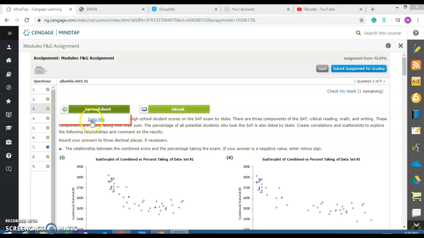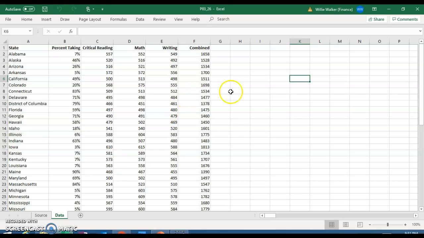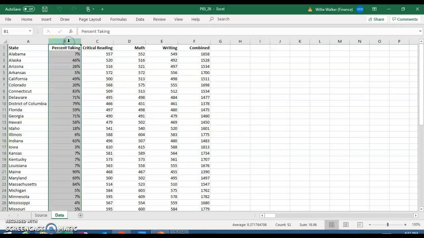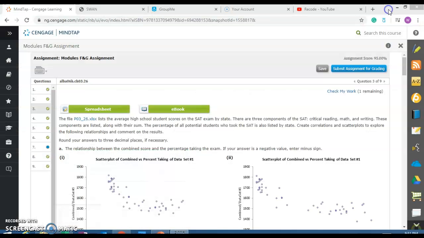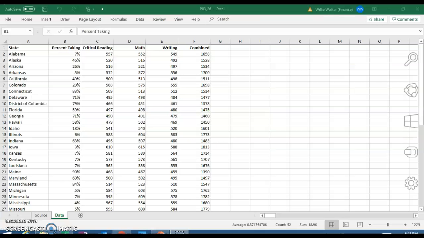Okay, so I'm going to download the data set. It's already here. We have our percent taken by state, critical reading, math, writing, and combined score by state. So the question again asks us, the first part says find the relationship between the combined score and the percentage taking the exam. If your answer is negative, enter minus sign. So that's combined score percentage. Okay, so we got our combined score percentage.